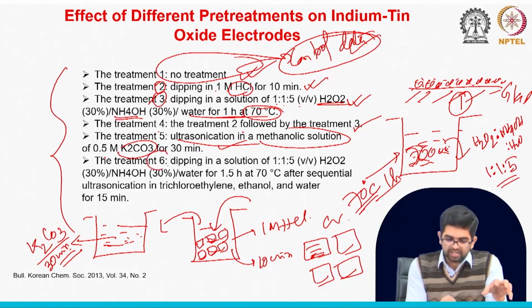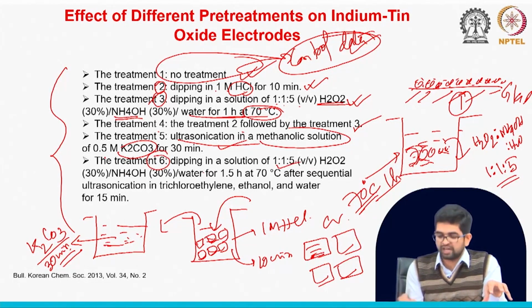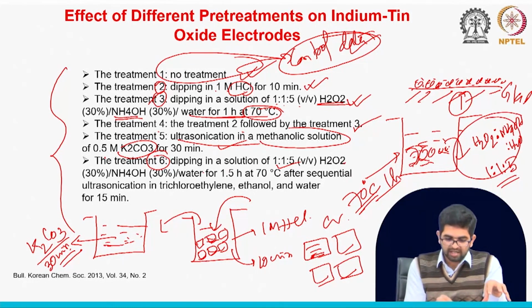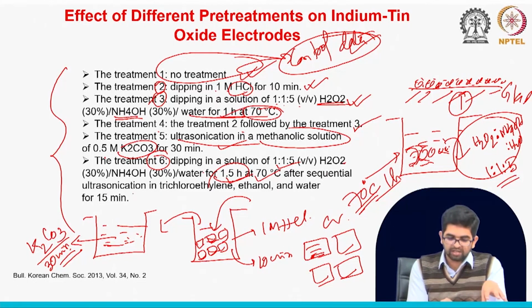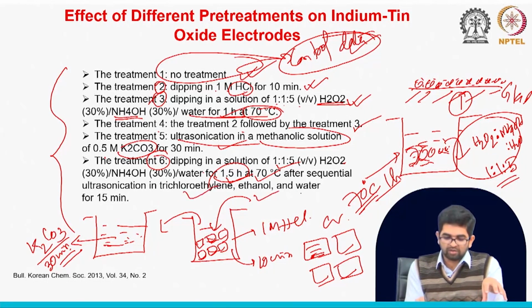Then another treatment, you can dip this in the 1:1:5 mixture, and this method you can try, and you can increase the time at 70 degrees. Last time we tried for 1 hour, you can increase to 1.5 hours. After sequential ultrasonications of trichloroethane, ethanol, water, that's also another cleaning.